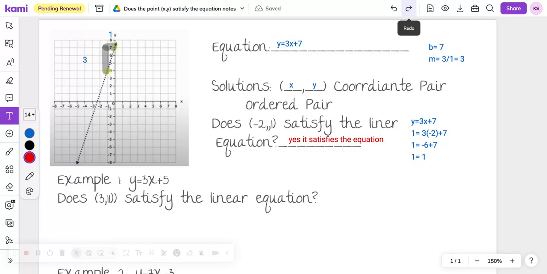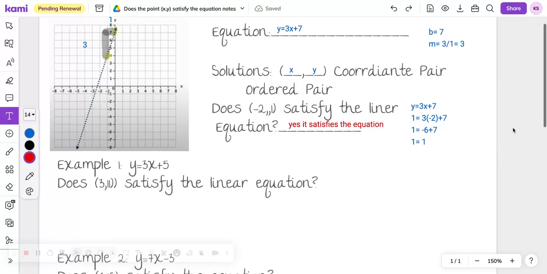So the point -2 comma 1 does satisfy that equation. So that tells us that it is a solution to that equation. So it is actually, if we went to -2 and up to 1, oh, look, that point falls on the corner of our graph. It is a solution to that graph. Okay.